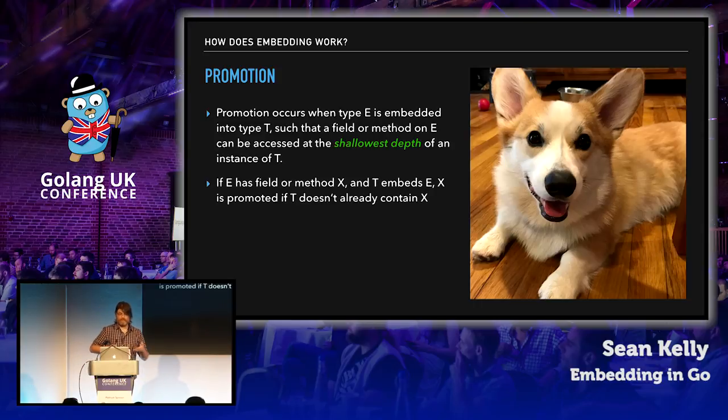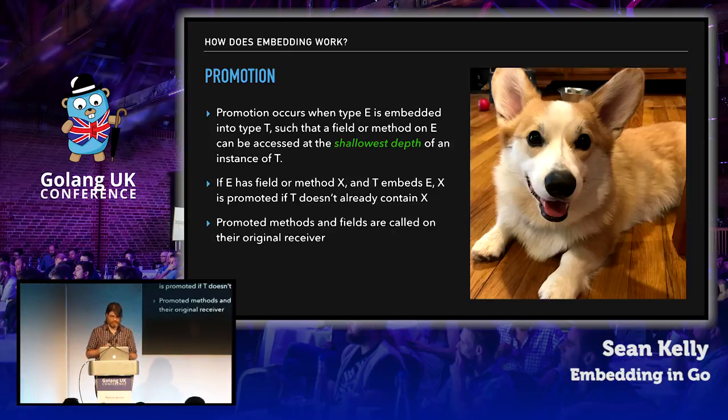If E has a field or method X, and T embeds E, X is promoted only if T doesn't already contain X. So if you have a struct of a dog and it has radar ears, and that radar ears has a listen method on it, and the dog already has a listen method, then that deeper one that's being embedded won't be promoted. You'll never be able to call that directly.